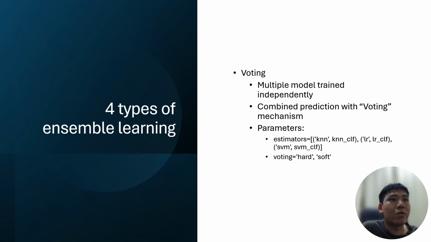For the parameters we have tuned, we have the estimators. Estimators will include all the different types of models we want to fit into the voting classifier, and the voting parameter, hard or soft, which we can use to tune. If I use hard as the value, it uses the predicted class label for majority rule voting. Else if soft, the class label will be based on the sum of the predicted probabilities, which is recommended for an ensemble of well-calibrated classifiers.